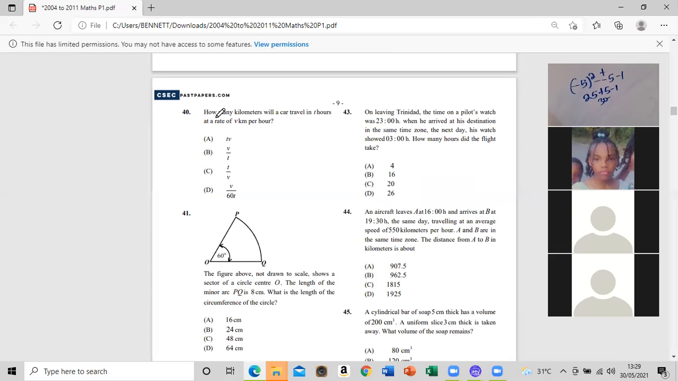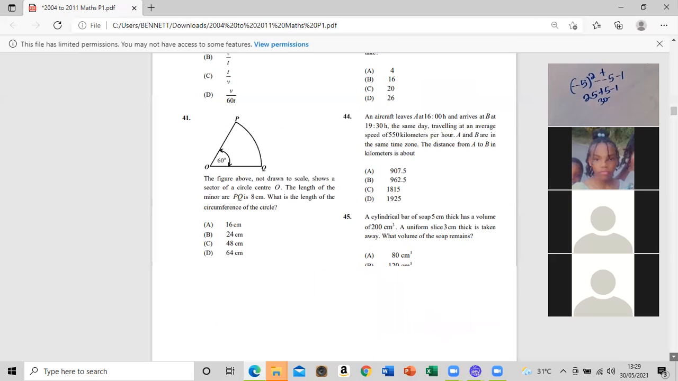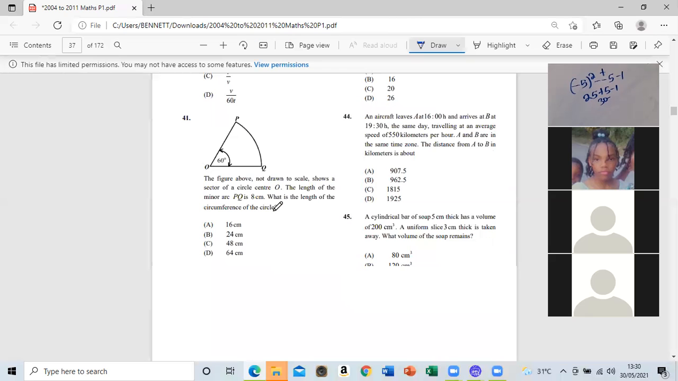Hold on, let me see. How many kilometers will a car travel in T hours at a rate of V kilometers per hour? So that's time, and this is speed. Distance is speed times time. You see they can change everything. Some people say the teacher never taught them that.